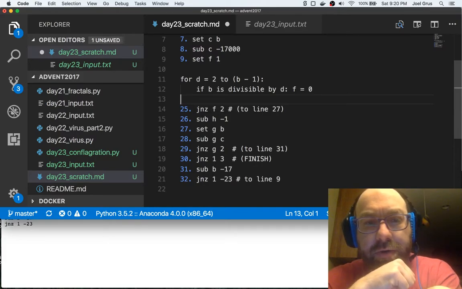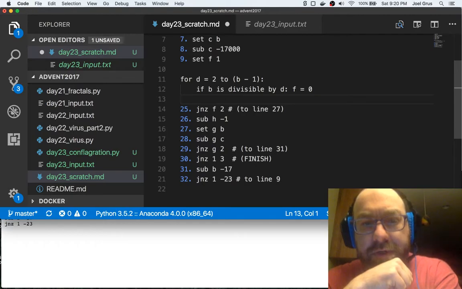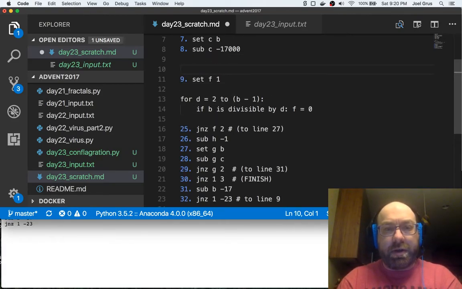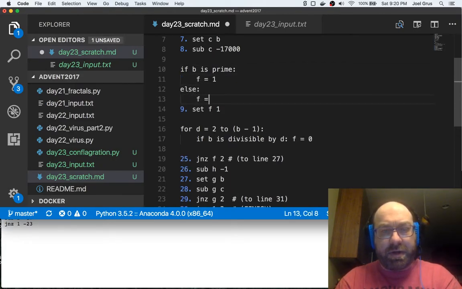Okay, so if B is a prime number, then there will be no such thing that divides it. And so F will stay 1. And if B is not a prime number, then F will be 0. So now we're saying if B is prime, F equals 1, else F equals 0. Okay?